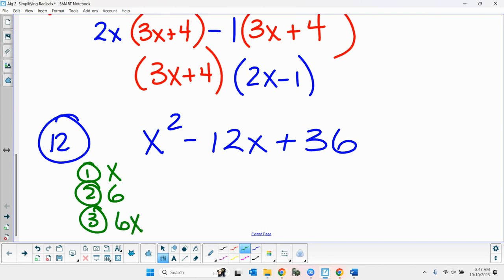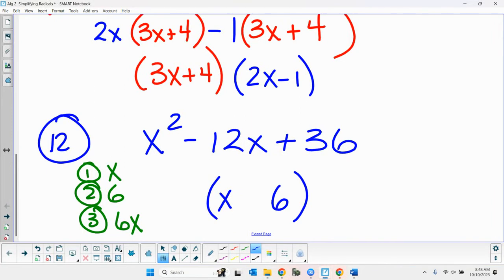If number 3's answer is half of the b value, is 6x half of 12x? Yes. Then it's one of those special trinomials, one of those trinomial squares, or a perfect square trinomial. And the way you factor those is you can make one set of parentheses. And then you take what you got for answer number 1 in the front. The answer for number 2 goes in the back.